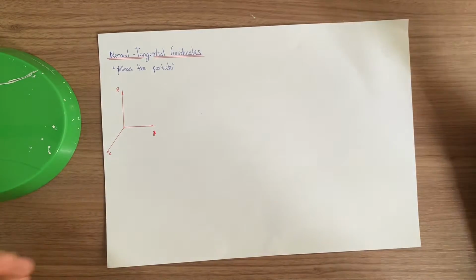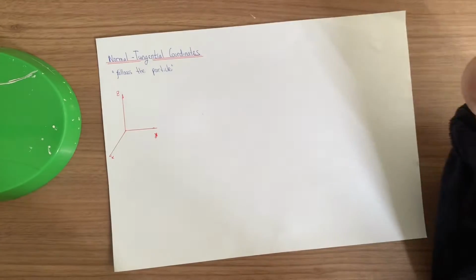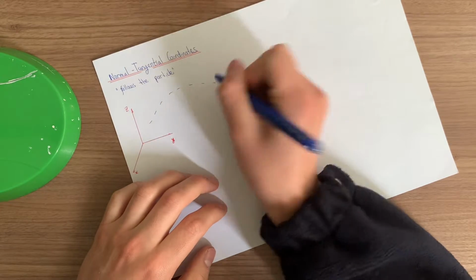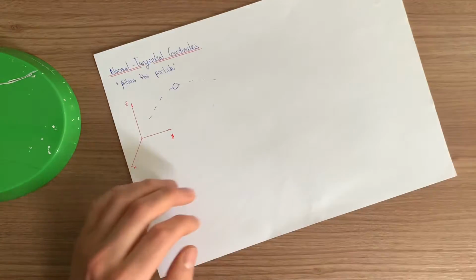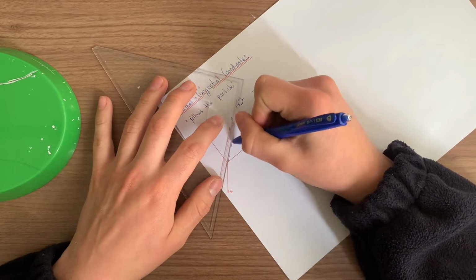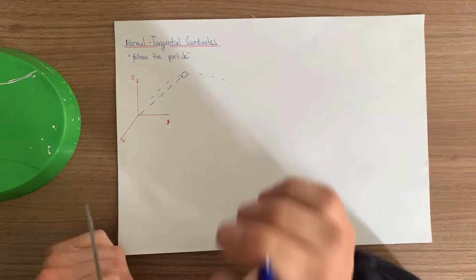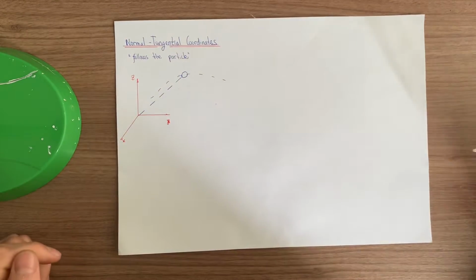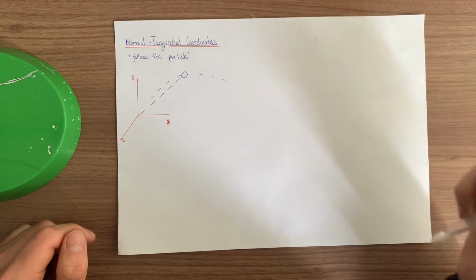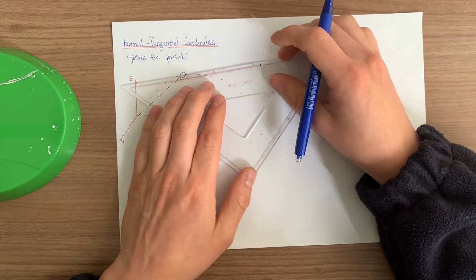Alright, so today we're gonna learn normal tangential coordinates. As simple as that, it just follows the particle. So if we have a trajectory right here and a particle, we have a position vector, and we have two important vectors, the normal and the tangential. The tangential vector always is tangential to the trajectory, so we can draw it right here.